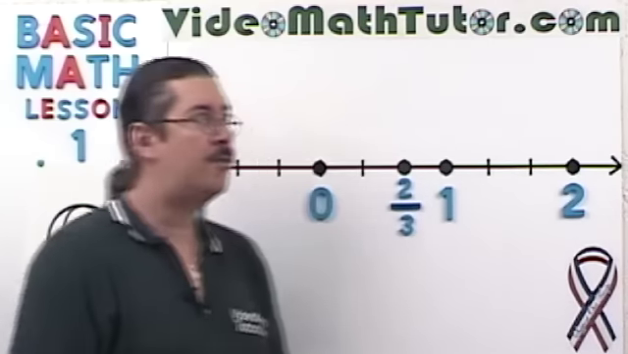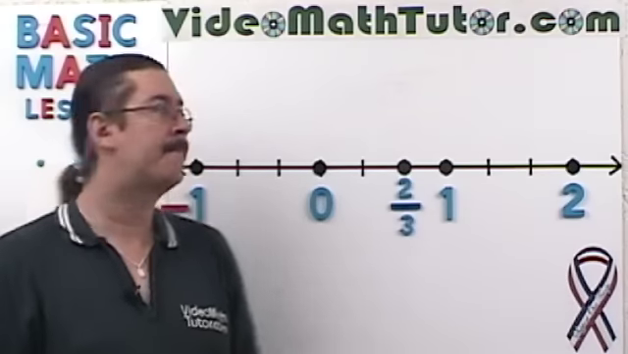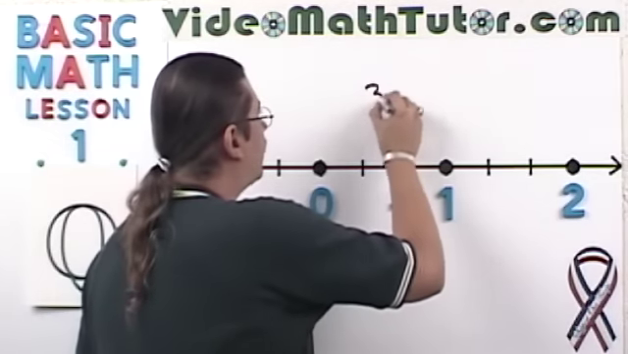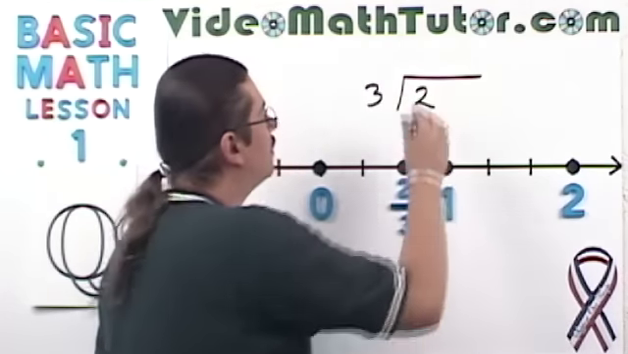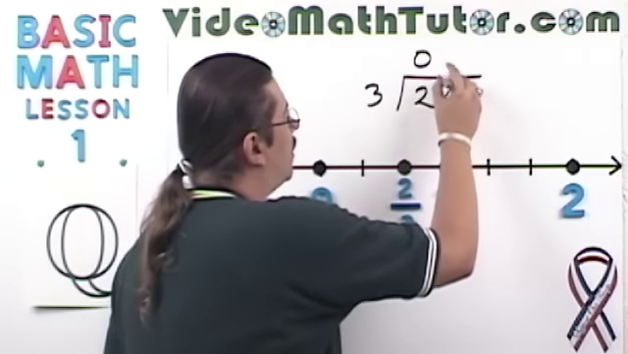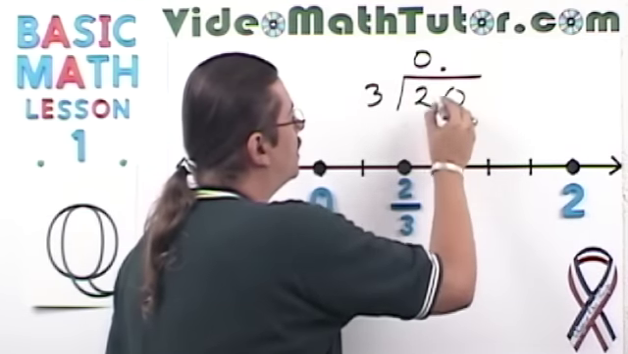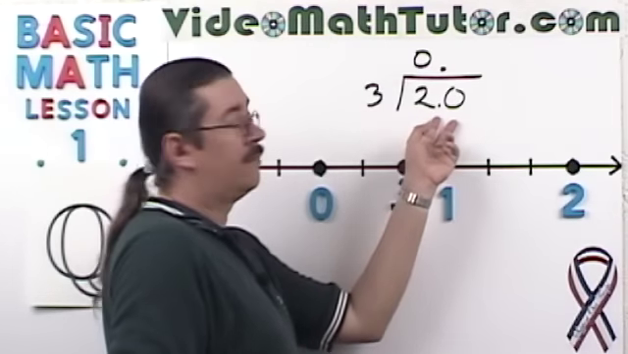Now, how can we represent this fraction in decimal form? Well, you put the 3 out there and the 2 in here. Well, 3 doesn't fit into 2, so 0. So I'm going to tack on a 0 and put a decimal point right there, and there's a decimal point right there. You say, well, how many 3s fit into 20?